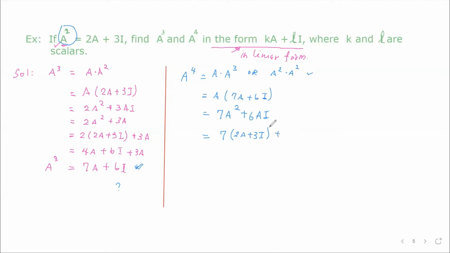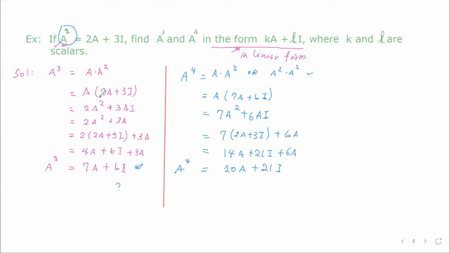And then plus 6ai equal to 6a, correct? Because ai equal to ia equal to a. Then simplify. Time within 14a plus 21i plus 6a. Then simplify the right terms. 14, 6 become 20a plus 21i. Okay, so this is the final answer for A4.